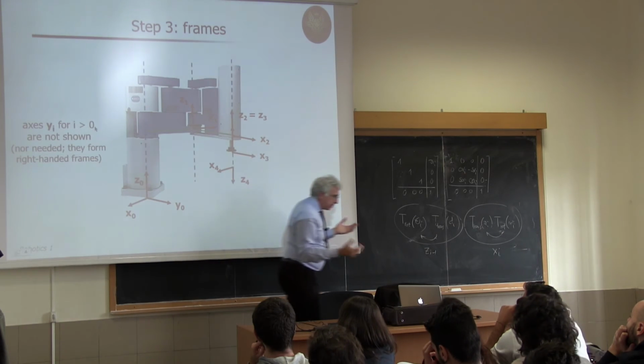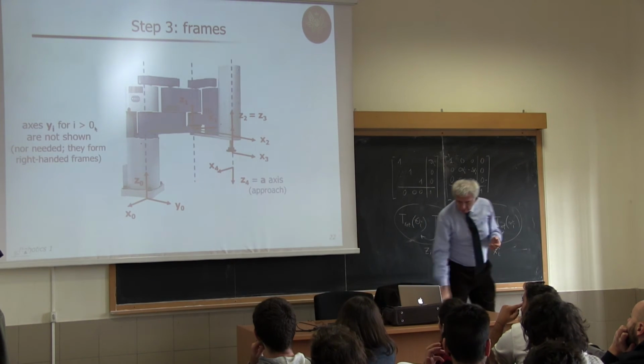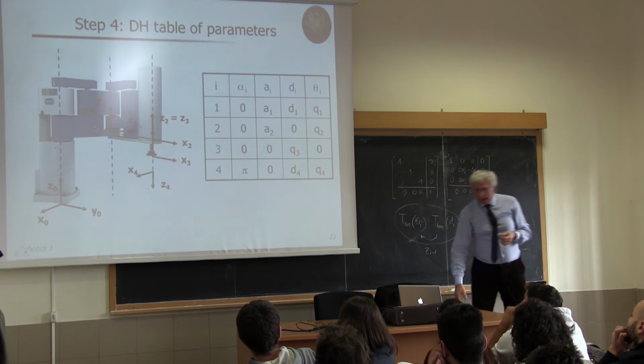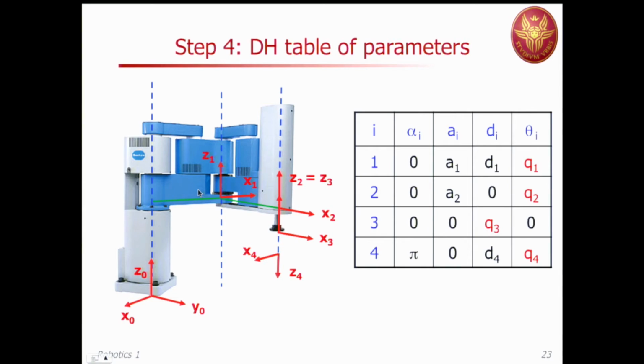I've done. So this is the explanation. And now, since I have assigned the frames, I can compute the table of DH parameters. Pay attention. They always go together. If I give you the table, you should be able to place the frames.